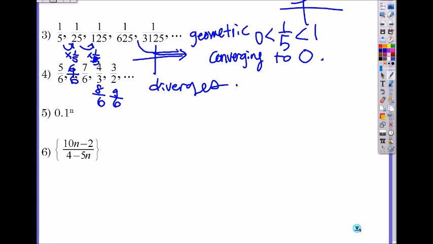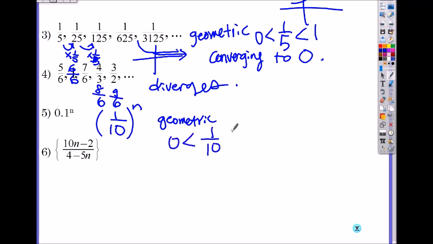So what is 0.1 to the n? Isn't that 1/10 to the n power? So what is this? Isn't it geometric? What is the ratio? 1/10, which is between 0 and 1. So it converges to 0. It gets 1/10, then 1/100, 1/1000. It gets smaller and smaller and approaches 0.